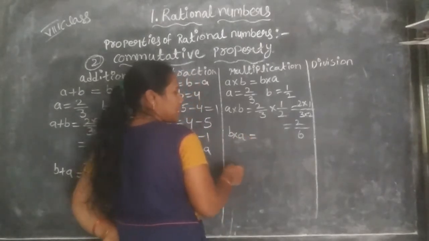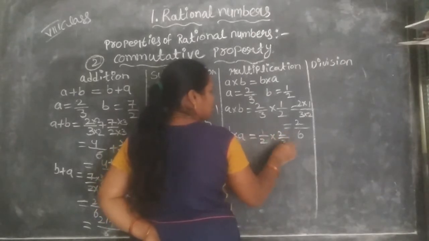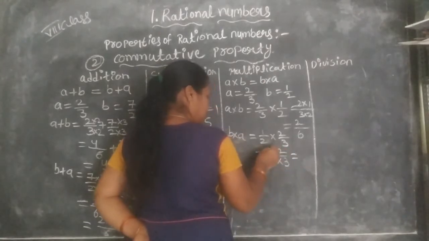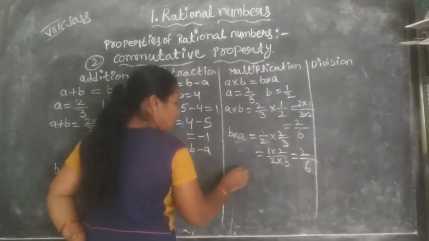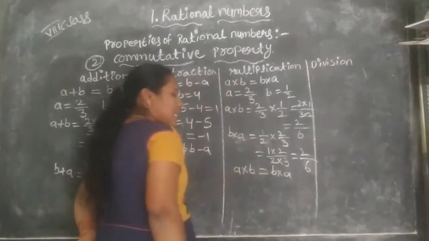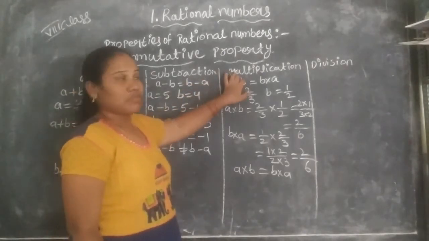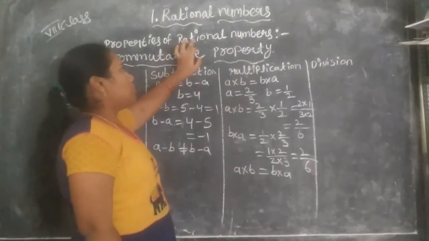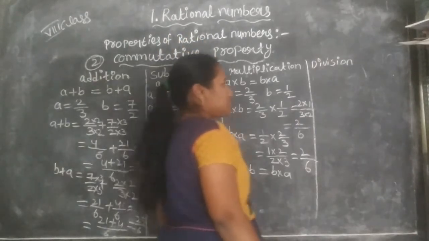And B into A. LHS and RHS should be equal. So B is 1 by 2, A is 2 by 3. So 1 into 2 over 2 into 3: 1 2 is 2, 2 3s are 6. So LHS is equal to RHS, of course. A into B equals B into A. So multiplication is commutative on all the set of rational numbers. Okay, clear? And next, division.